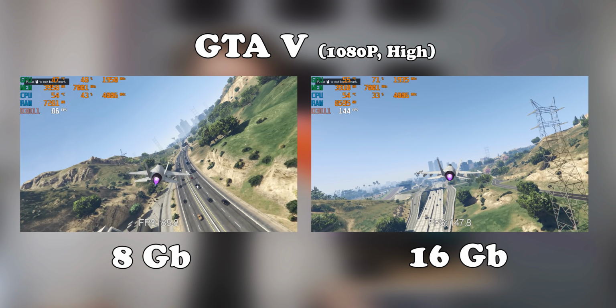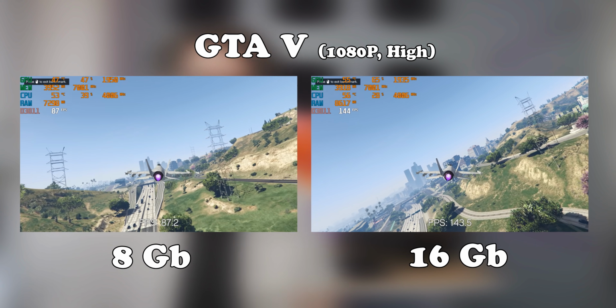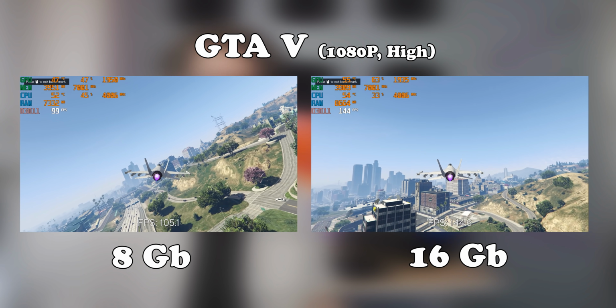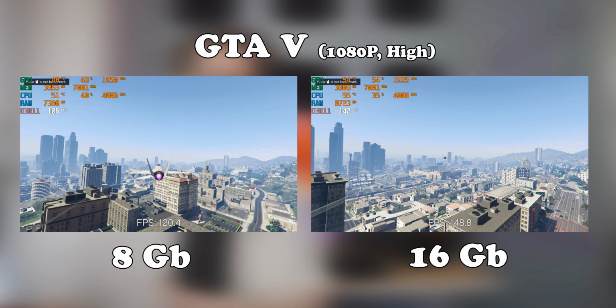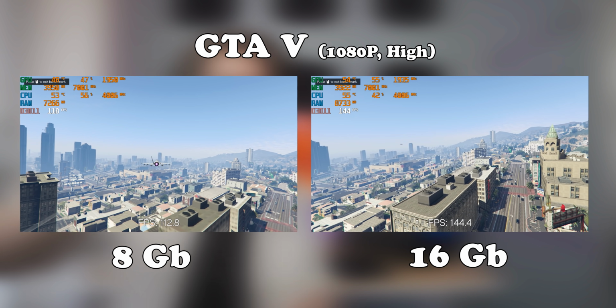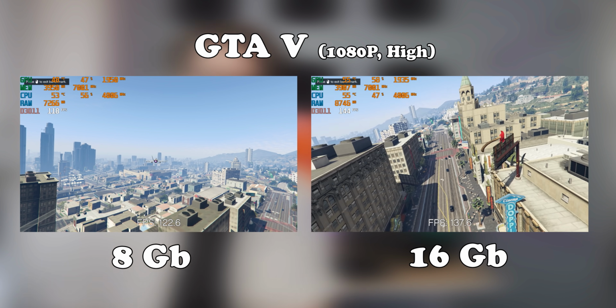Wow, that is a gargantuan performance difference between those two configurations. In some of the situations, we were almost getting double the performance, which is pretty crazy. In my opinion, what's even more important than the improvements in average frames per second is the improvements in the 1% lows, because that is what makes the gaming experience feel a lot smoother.